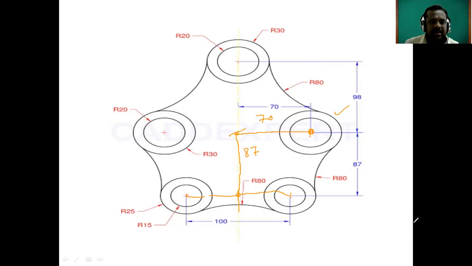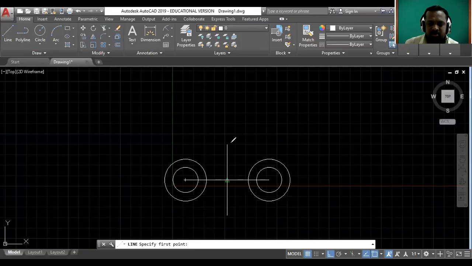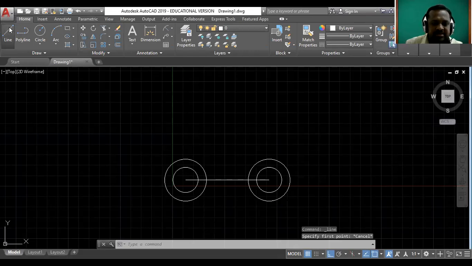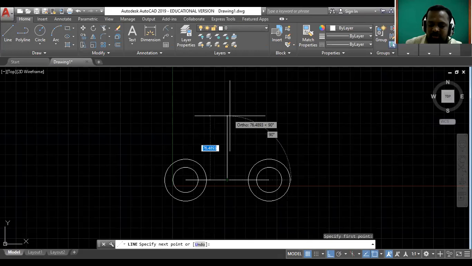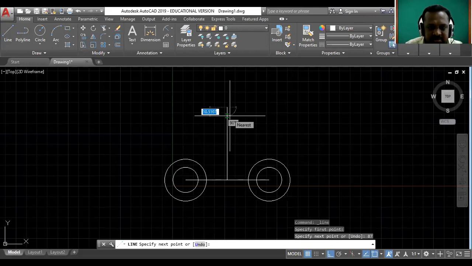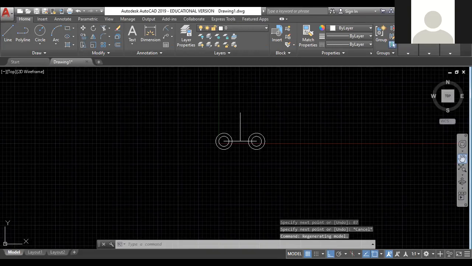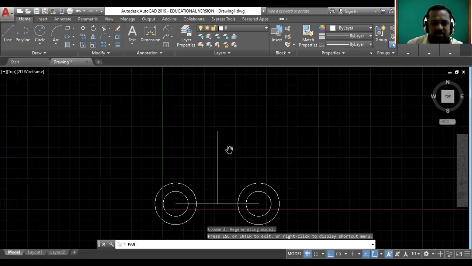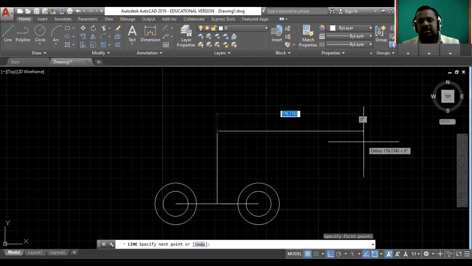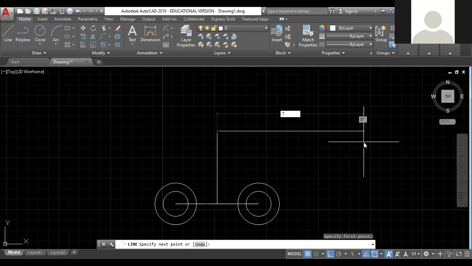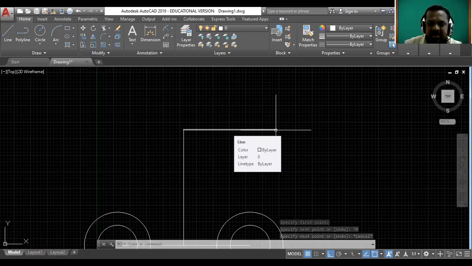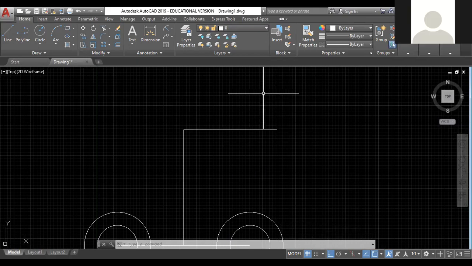Okay, take the line, then check the midpoint of this. See, this is the midpoint. Sorry, just a moment. Select the line, check the midpoint. So this is the midpoint, and from this point, draw the vertical line of 87. 87 millimeters? Yes, sir. Okay. And then see here, from this point again we take the line, and from this point we have to draw one horizontal line of a distance of 70 mm. Now see here, the end point of this line will be the center point for the circle.